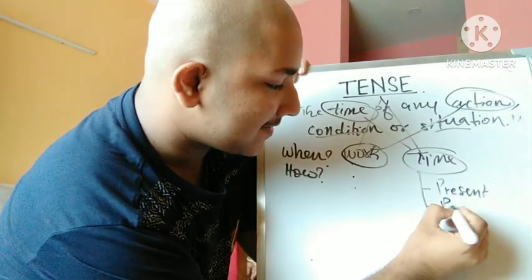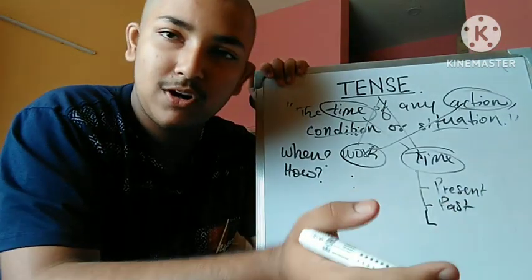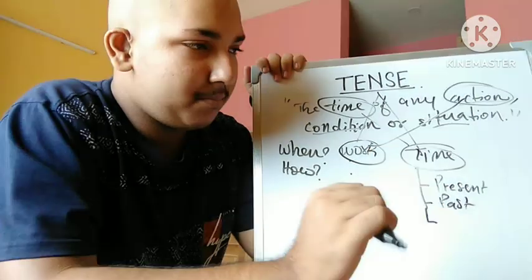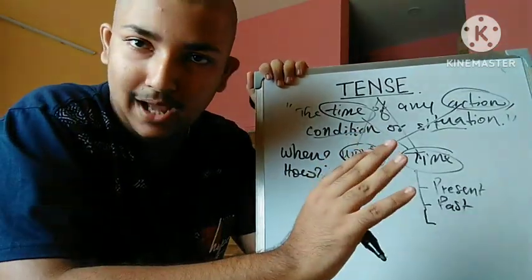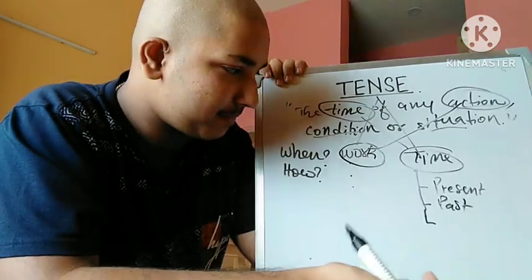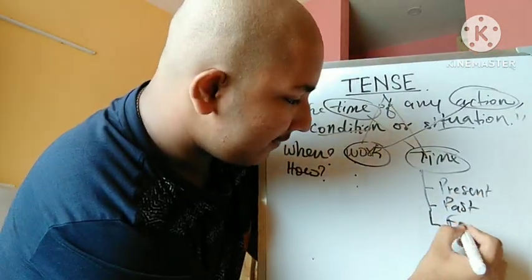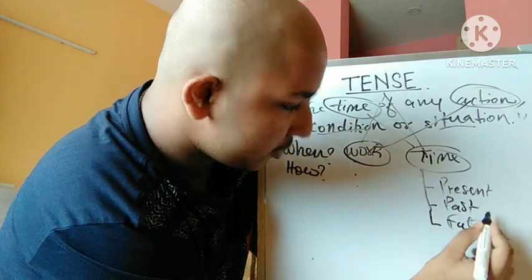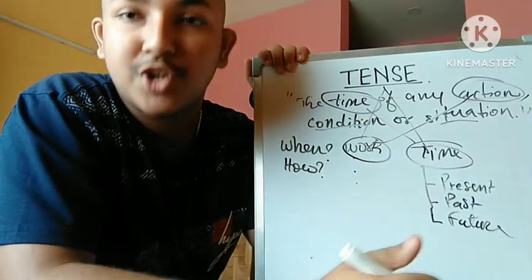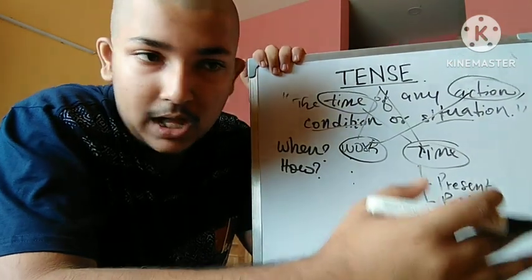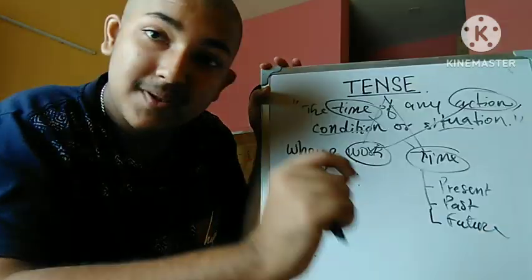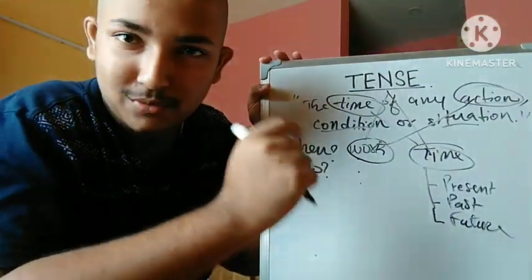Then we have past, meaning that something has already been done. I ate food. I have gone to Delhi, like this. And another one we have is future. Future means the work we will do in the future. I will be drinking. I will go there. This kind of thing.